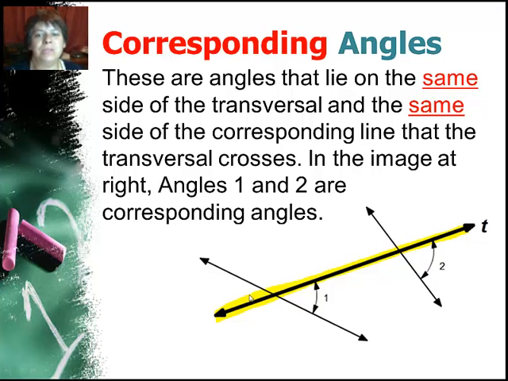So here you can see angle 1 is below the transversal, and it's to the right of the first line at that intersection. So for the corresponding line, you can just travel down the transversal to the next one, and it's also going to be below the transversal and to the right of that line. So those two are corresponding angles.